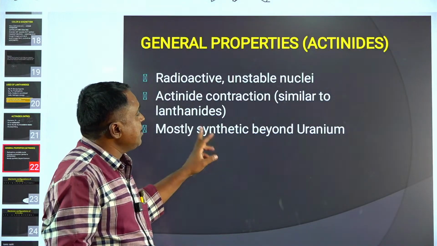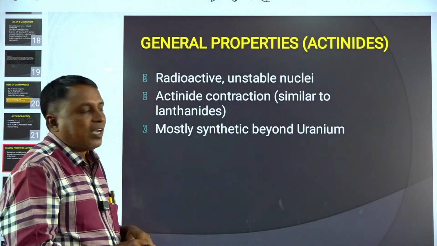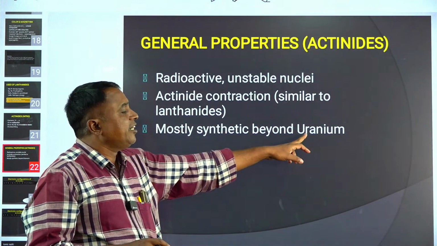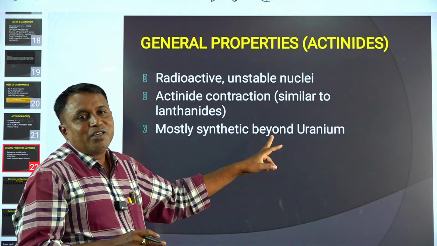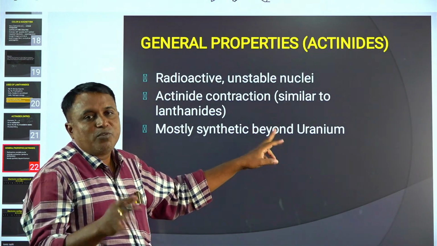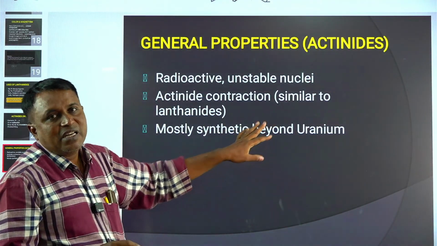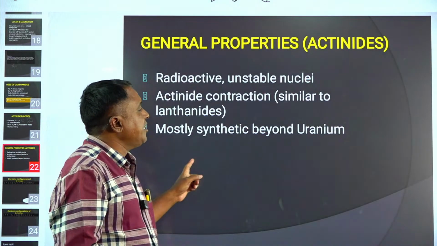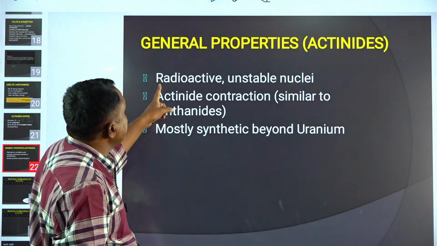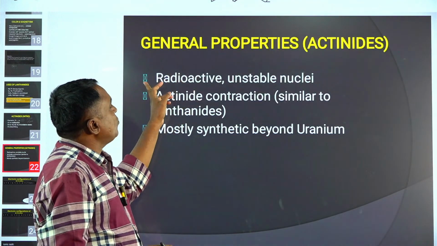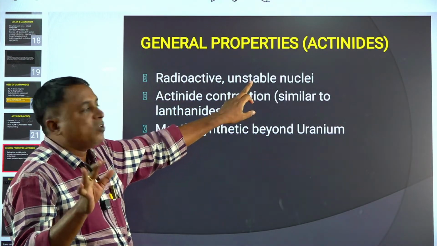And mostly synthetic beyond uranium. After element 92, uranium, most of the elements are synthetic, man-made elements. Therefore elements after 92, uranium, are called transuranic elements.